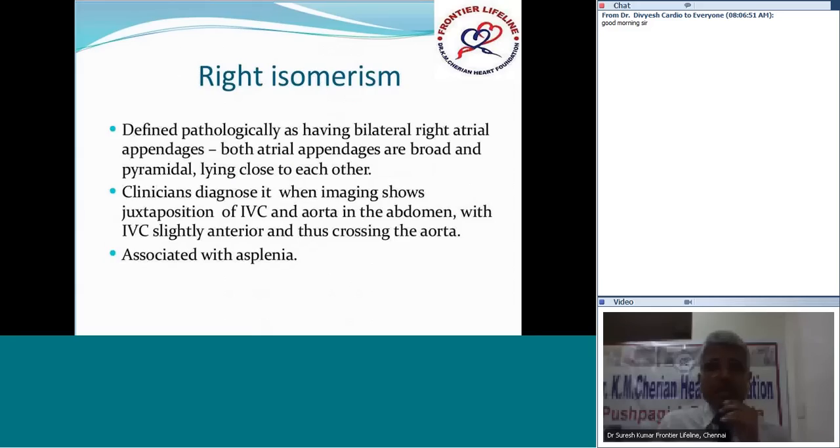Clinicians would diagnose it when imaging shows juxtaposition of inferior vena cava and aorta in the abdomen, with the IVC slightly anterior and thus crossing the aorta. This is associated with asplenia. I've kept my images and videos towards the end of the talk because of the technical problems that we had in this session. So remember, right isomerism, you have to suspect echocardiographically when you find aorta and IVC on the same side of the abdomen, with the IVC slightly anterior and crossing the aorta. Leave the appendages to the pathologist.